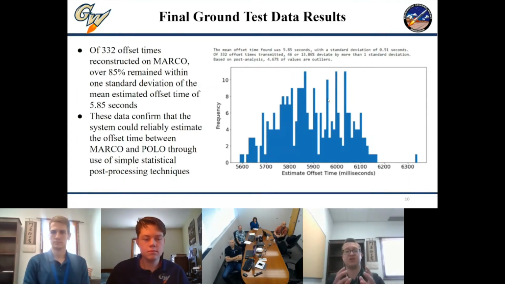And when stitching these digits back together on Marco, however, we found that slight variations in the time synchronization occurred due to slight variations in the time when the data was sent from Polo and the time it was received by Marco. However, of the 332 offset times we received during that ground test mentioned earlier, 85% of these remained within 1 standard deviation of the estimated offset time of 5.85 seconds. And we believe that this confirms that by performing simple statistical analysis on a small sample of offset times, we could tell Marco how to effectively calculate the true offset time between both modules with a high degree of accuracy. Next slide.